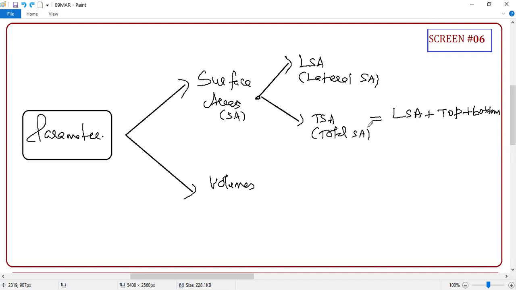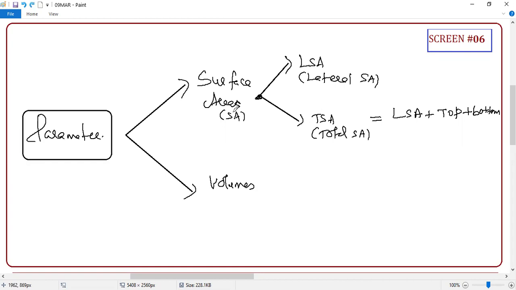But there are some shapes where LSA and TSA are equal. Anyone knows what the shape is? Guys, there is no top and bottom. Tell me some shapes which do not have top and bottom. Sir, sphere. Sphere, excellent. That's the best example where it does not have top and bottom. Top is also a point, bottom is also a point, student. If you take a cone, top is a point, but bottom is a circle, correct or not? So sphere is the example where lateral surface area and total surface area are equal, student.